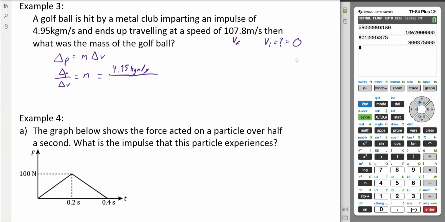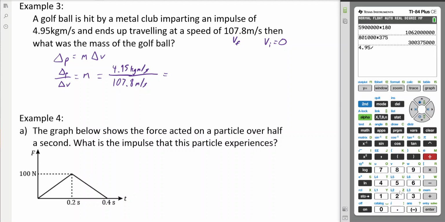Well, 0, right? When you hit a golf ball with a metal club, it starts at 0. So final minus initial, but it's minus 0, right? So it's just final, right? So we're going to use this. And we can solve that.